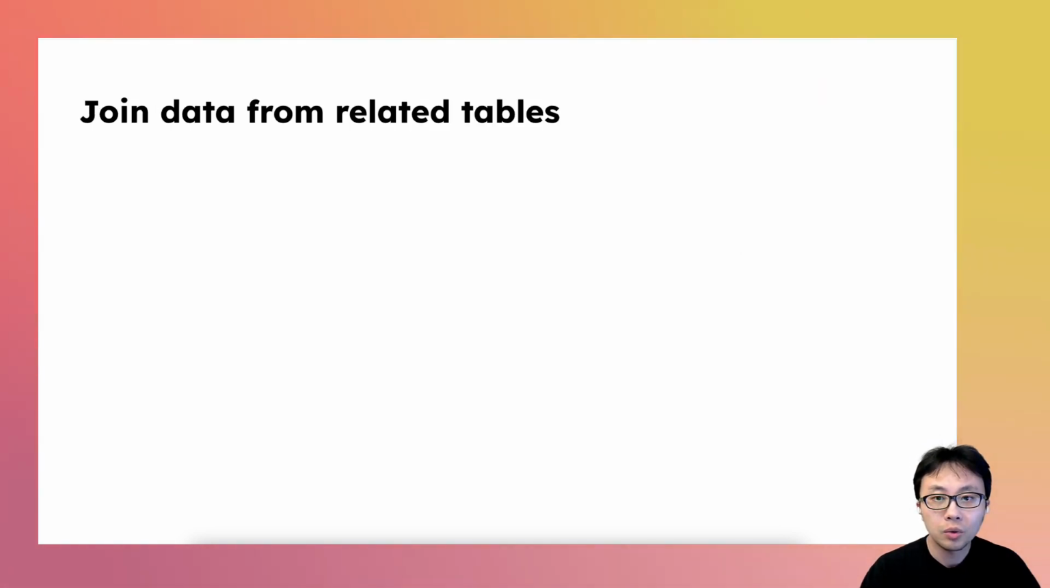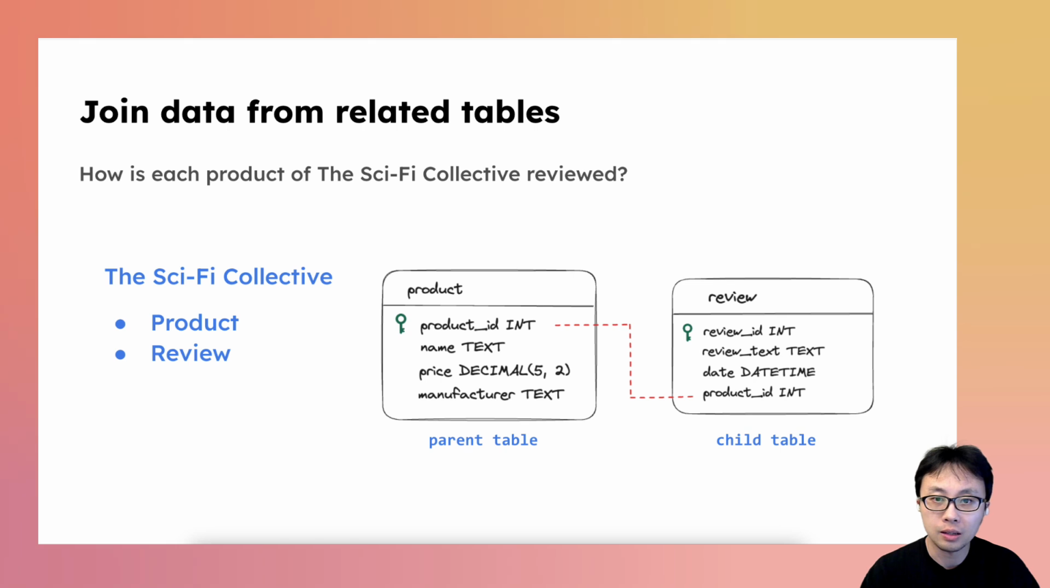From time to time, you may get a task that requires you to query data from related tables. For example, think about the online store named the Sci-Fi Collective. There are two tables in its database. One represents the products that are being sold, while the other represents the reviews of products.